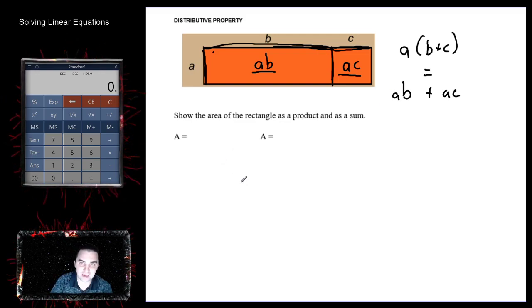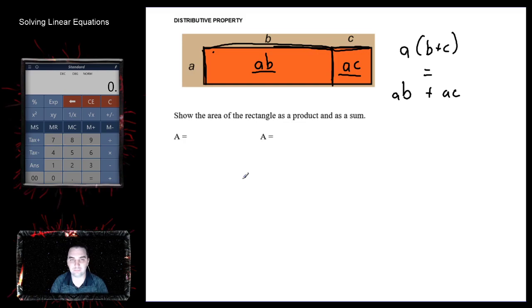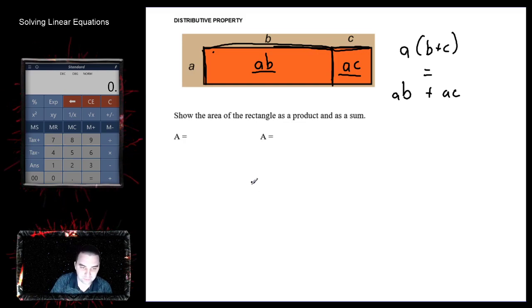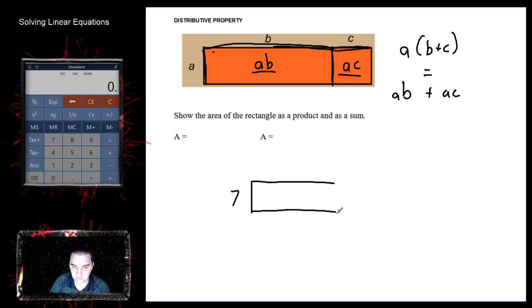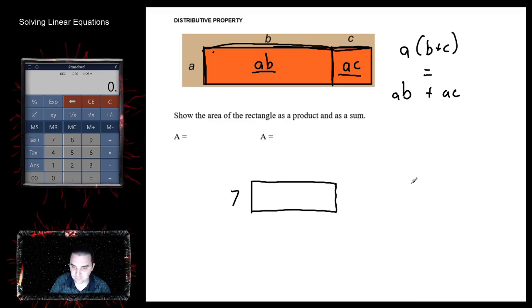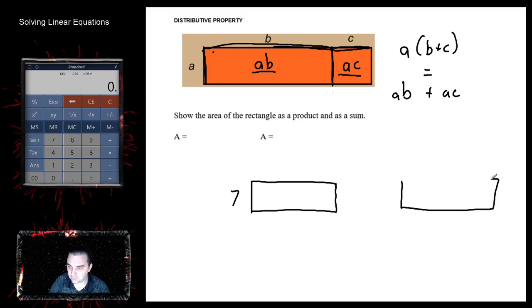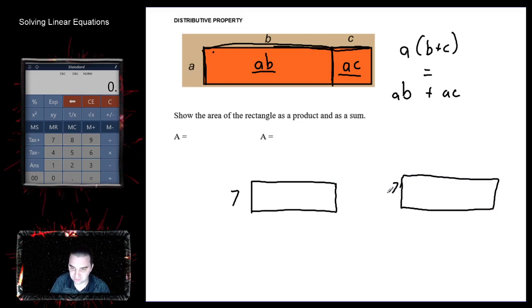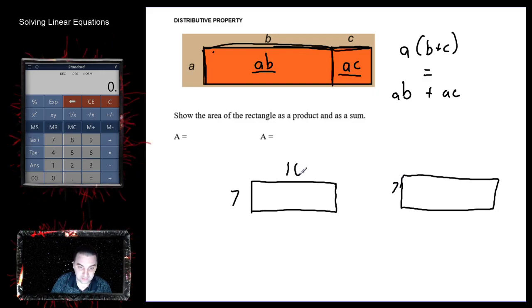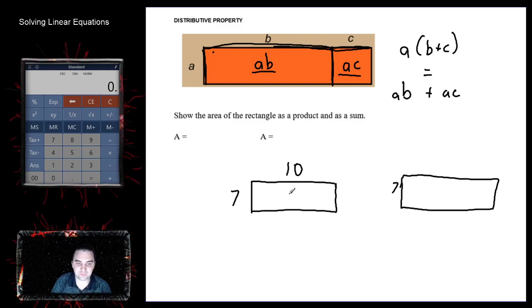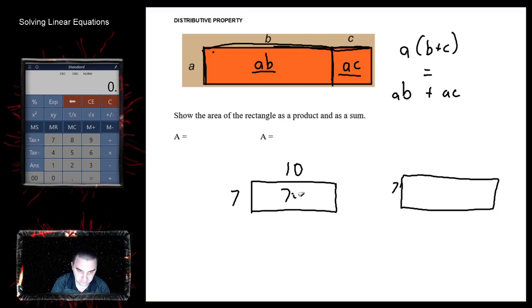So instead of A, B, and C, just random letters, let's try with numbers and see if it makes sense to you here. Let's try 7 here, and I'm actually going to draw 2, and I got 7 on both sides. Okay, and I have 10. Okay, 7 times 10, you'd agree. When I multiply those things together, I get 70.